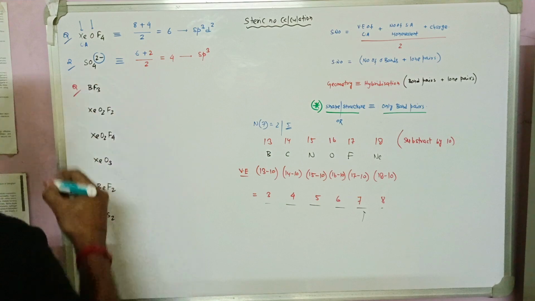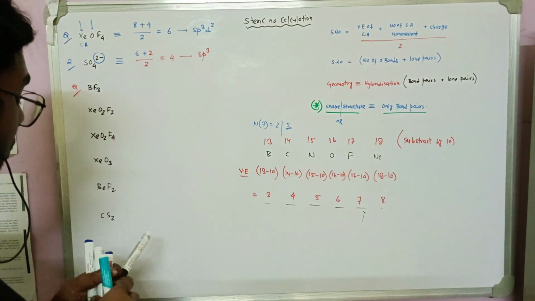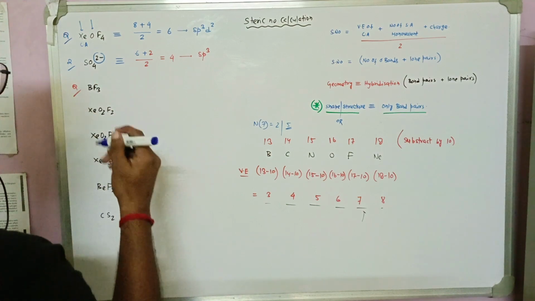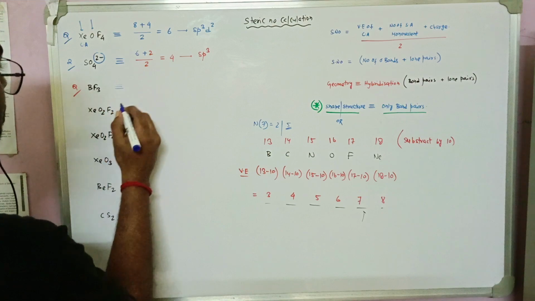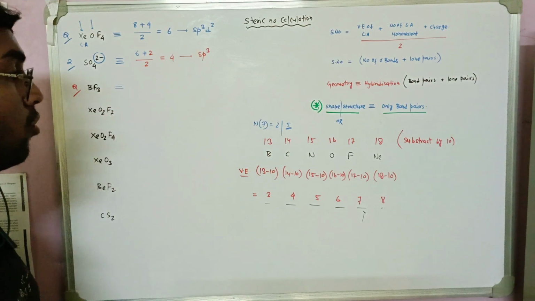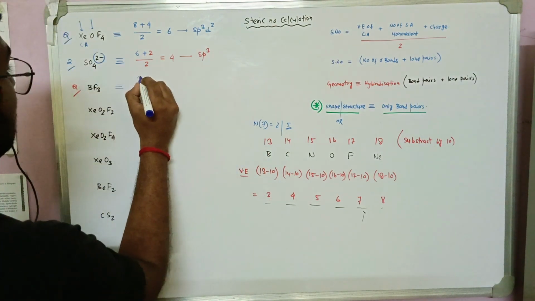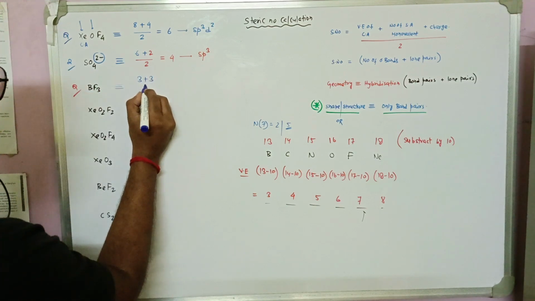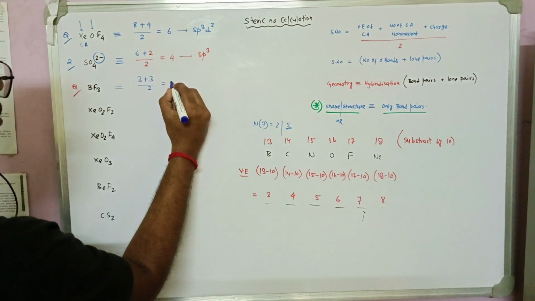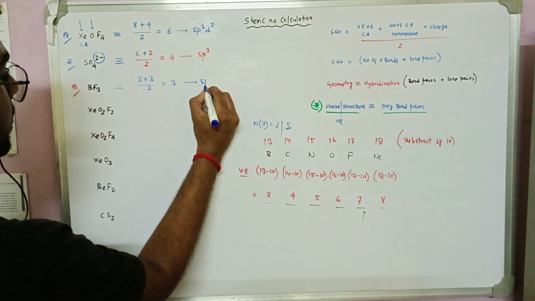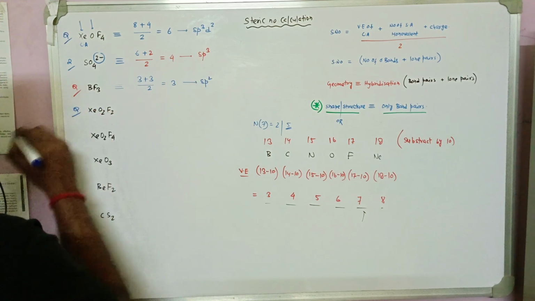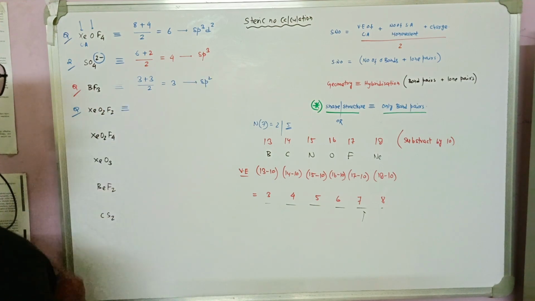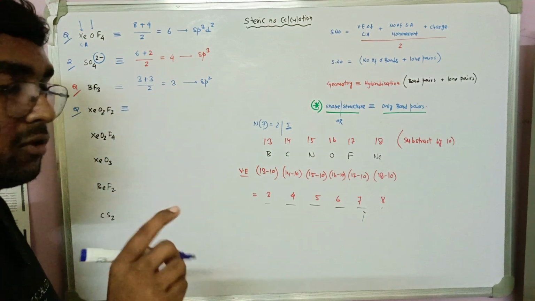Next, we come to the question which is asking for the BF3 molecule. The central atom is boron and the number of valence electrons on boron is 3. Number of side atoms which are monovalent, 3 fluorine, 3, neutral molecule, divide by 2, so 3, and the hybridization to be sp2. Next question, for XeO2F2, we know the central atom to be xenon.